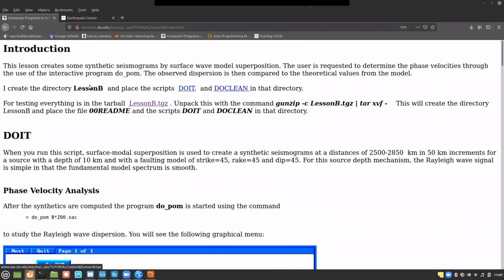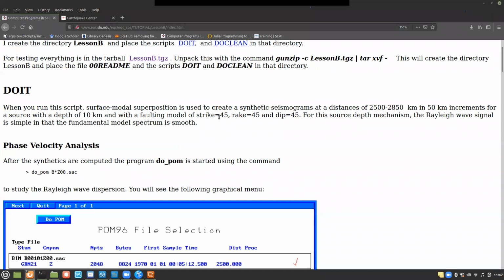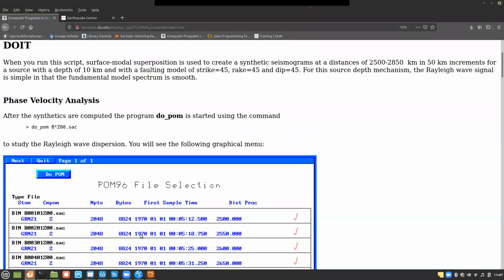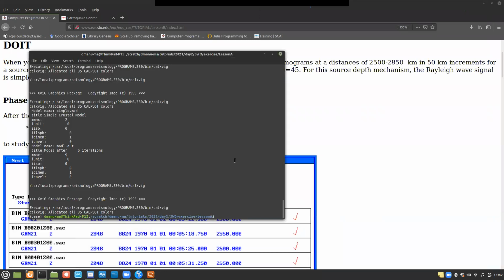So also this is lesson B. We generate some phase velocities and we pick the phase velocities. I think it's giving the same fault model parameters. So we go ahead and do it, and then I explain as it goes by.